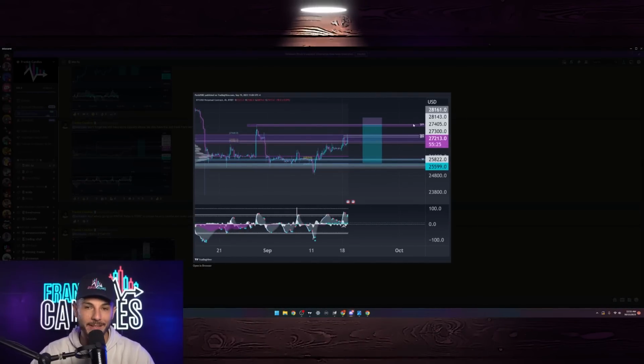You can see we have this SFP level sitting right here where we were looking for that setup. Now, obviously, with these setups, I do put exact confirmations that I'm looking for to actually enter the trade, and I'm going to walk you guys through this trade right now.